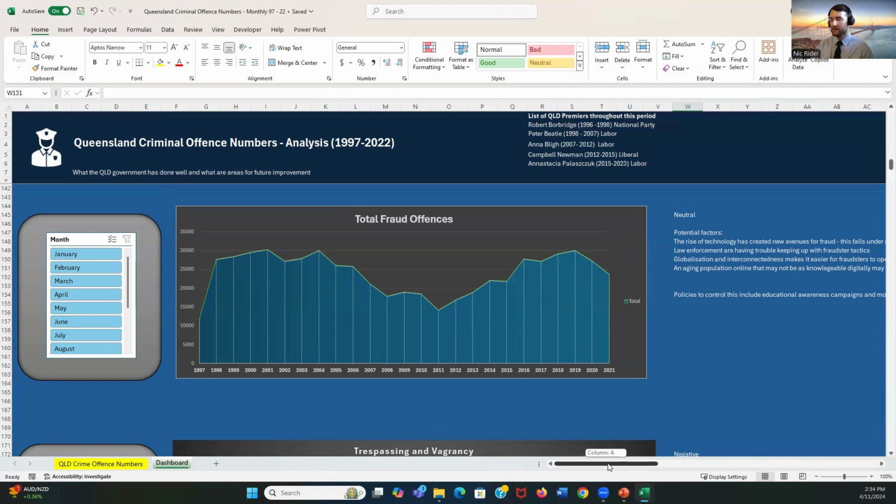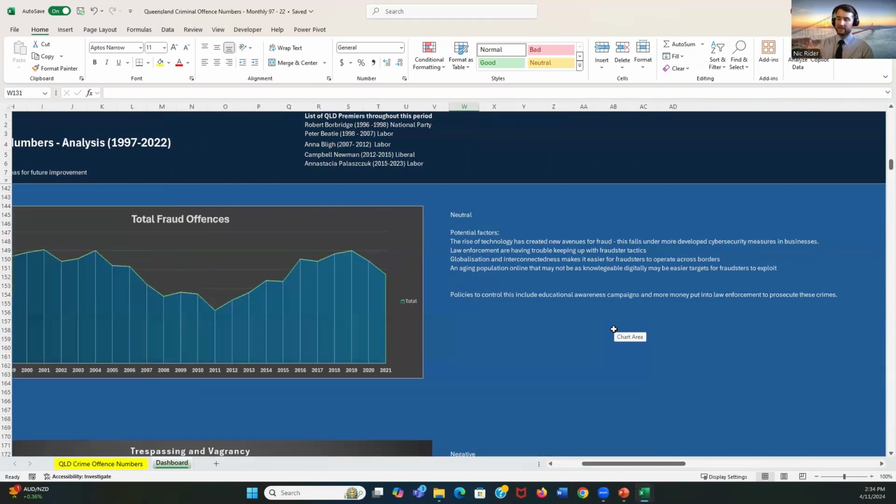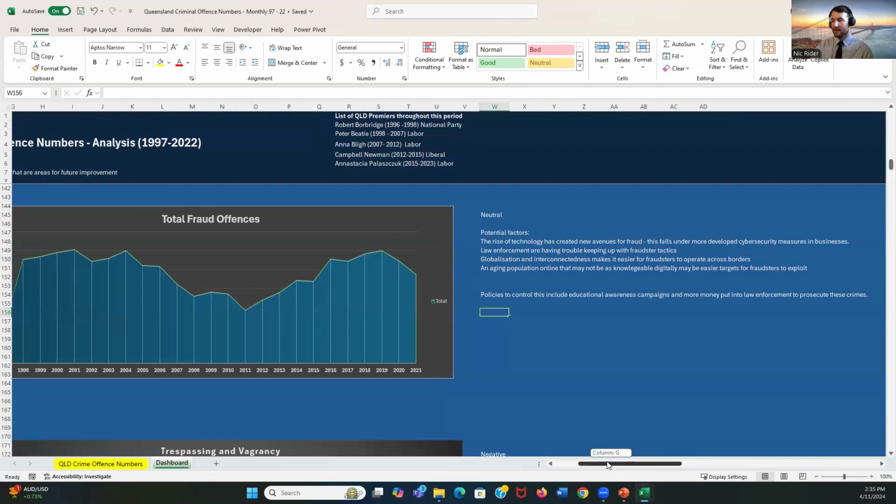I'm sure the government has worked on it, but with the increase of online transactions, all that can play out in a rise. So it is neutral, but I'm sure the government has tried to make improvements here. The rise of technology has created new avenues for fraud. This falls under more developed cybersecurity measures in business. Law enforcement are having trouble keeping up with the fraudsters' tactics.